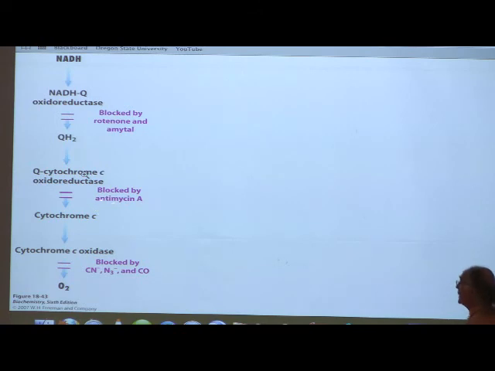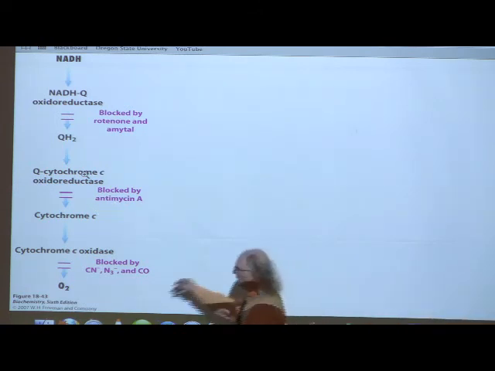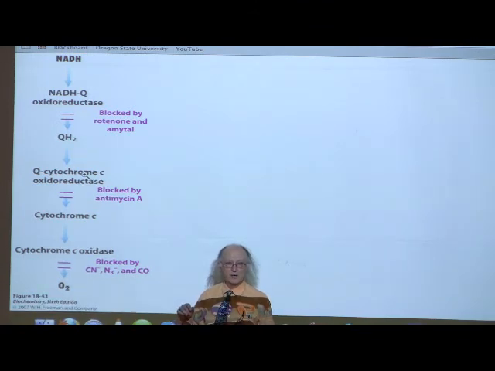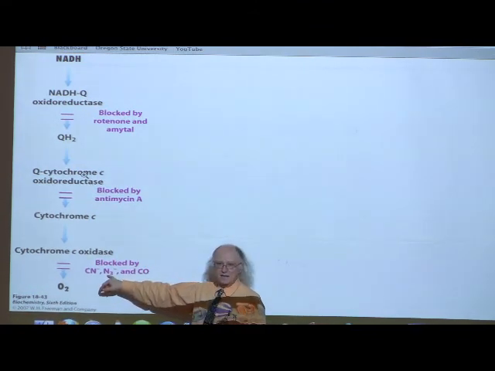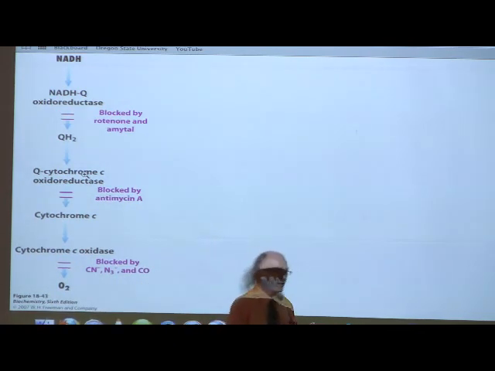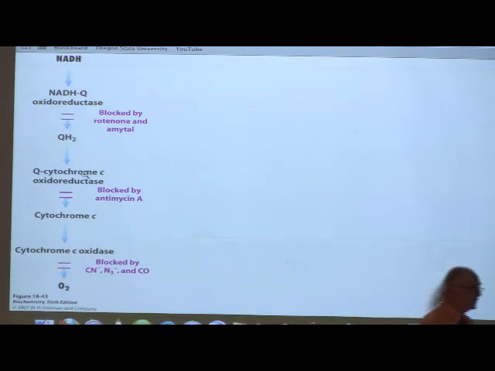Okay. The third place where we block electron transport is by these guys right here. Cyanide. Now you know why cyanide is poisonous. Azide. Azide is very poisonous. Carbon monoxide. Our friend carbon monoxide, which kills us by binding to hemoglobin and blocking oxygen, also kills us by blocking complex 4. Okay? Carbon monoxide is doubly poisonous to us.